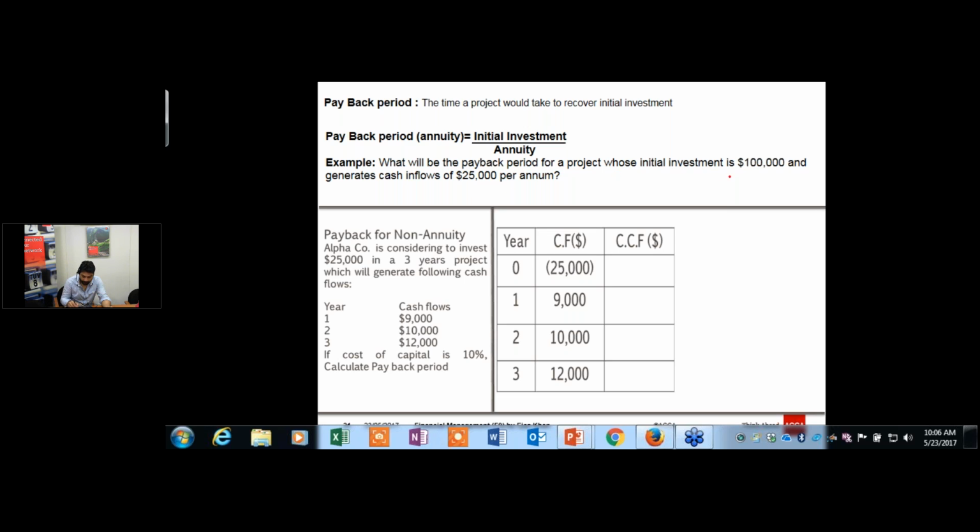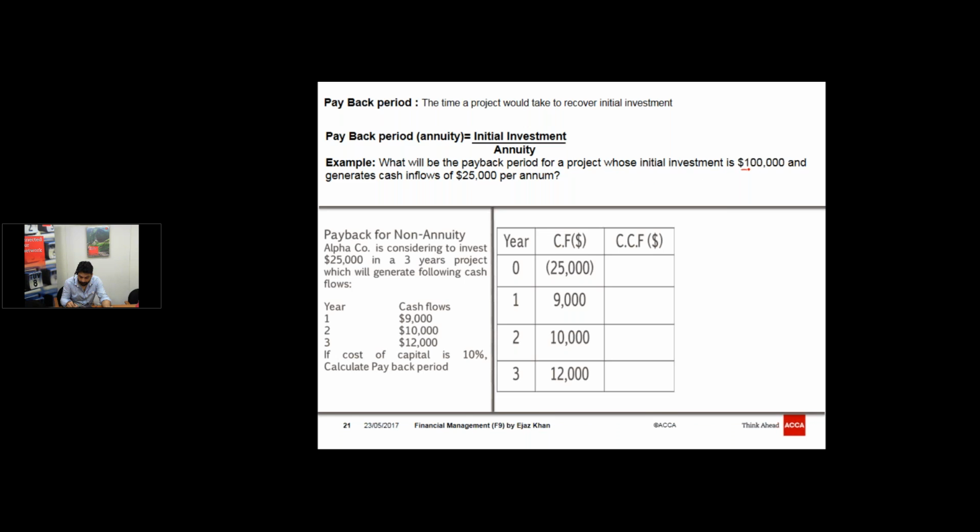Look at this example. What will be the payback period for a project whose initial investment is $1 lakh? If you invest $1 lakh in a project and you expect this project to generate $25,000 cash inflows every year, what will be the payback period? It's so simple. Initial investment, $1 lakh, and every year you're going to get $25,000. So it will take 4 years to cover this investment.